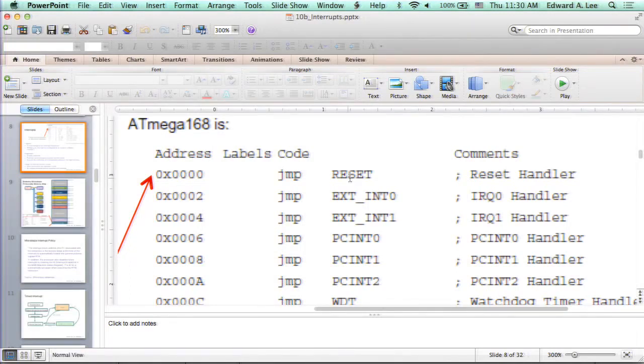Remember, it's a 16-bit address in the processor, right? And what you want to have at this location is a jump instruction to a 16-bit address. Wait a minute. How are you going to specify it's a jump instruction and put a 16-bit address into 16 bits?